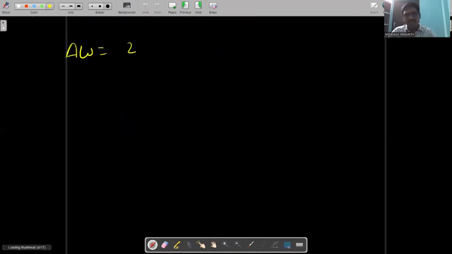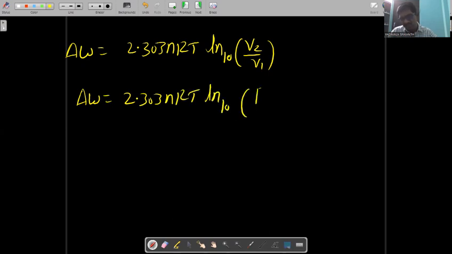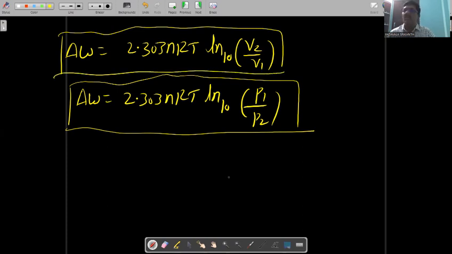So here I can write this as 2.303 nRT log to the base 10 of V2 by V1, which is 2.303 nRT log of P1 divided by P2. So this is the work done in terms of initial and final pressure, and this is the work done in terms of initial volume and final volume. So these are the work done formulas, my dear students.